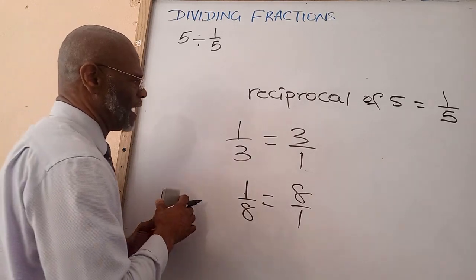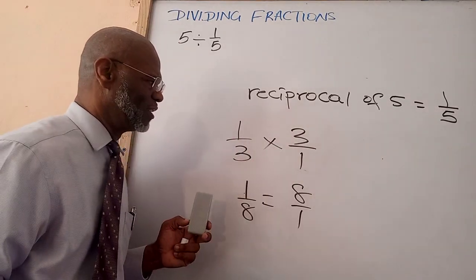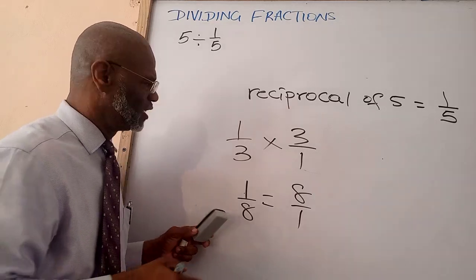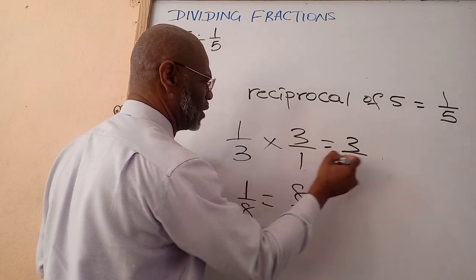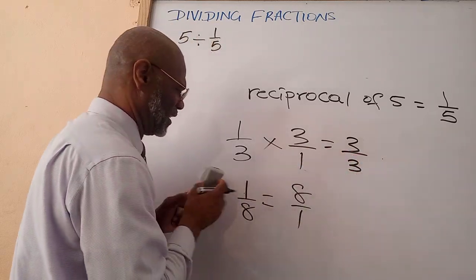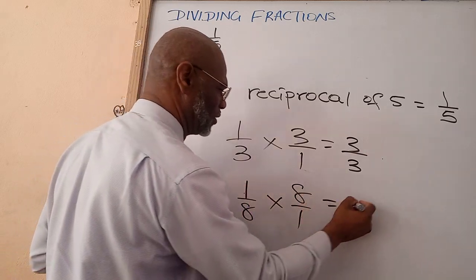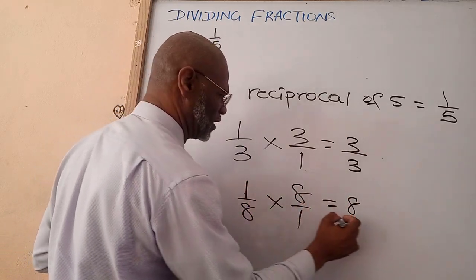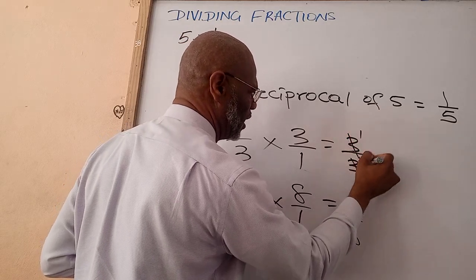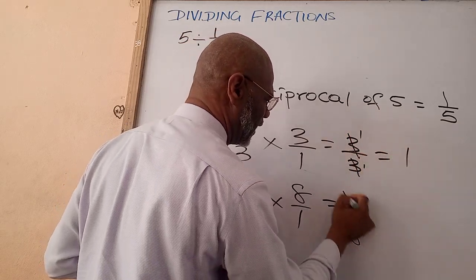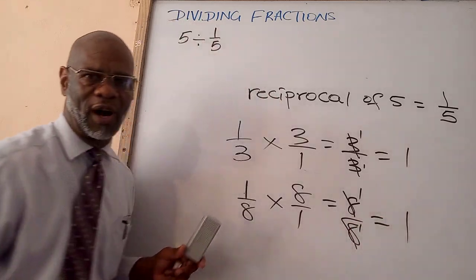So if I multiply these two numbers together, it's going to result in 1. So 1 times 3 is equal to 3, and 3 times 1 is equal to 3. If I do the same thing here, 1 times 8 is equal to 8, and 8 times 1 is equal to 8. 3 into 3 is 1, 3 into 3 is 1, that's equal to 1. 8 into 8 is 1, 8 into 8 is 1, that's equal to 1.